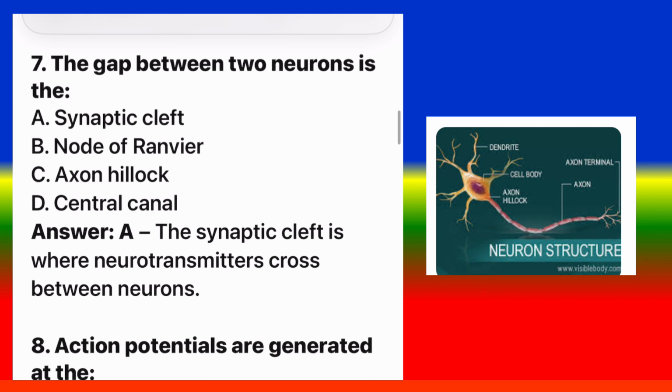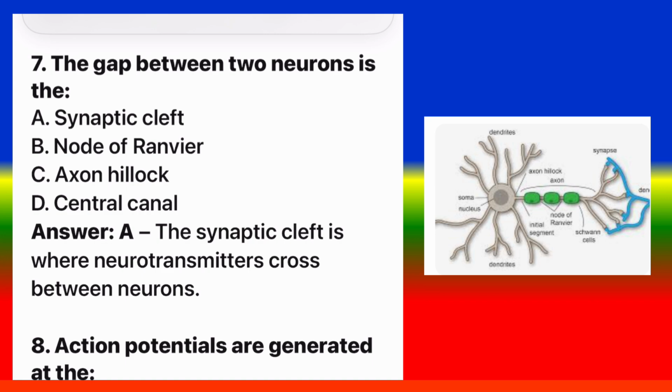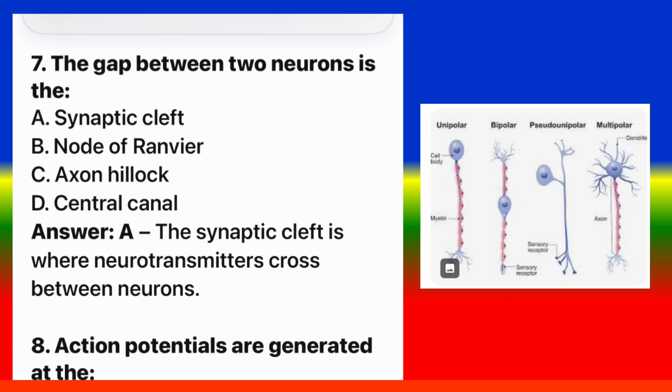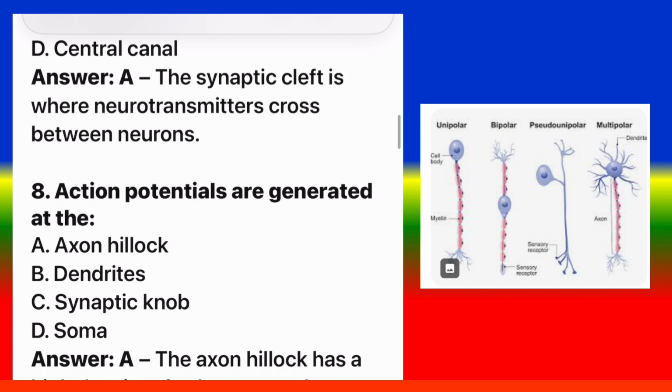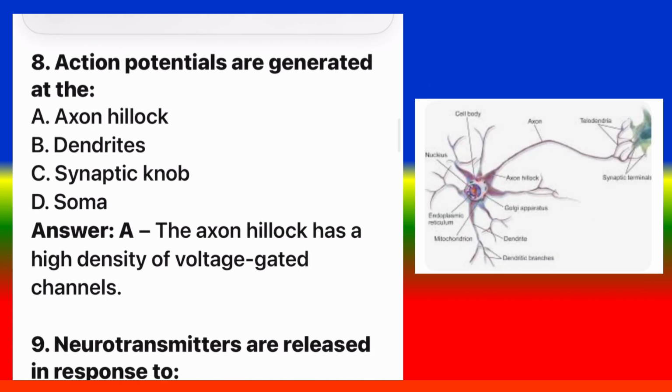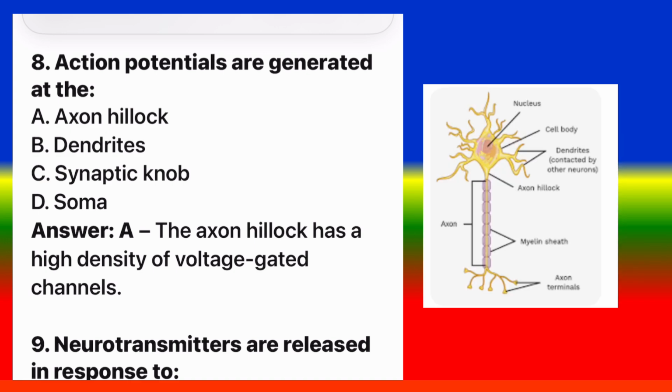7. The gap between two neurons is the A, synaptic cleft, B, node of Ranvier, C, axon hillock, D, central canal. Answer A, the synaptic cleft is where neurotransmitters cross between neurons. 8. Action potentials are generated at the A, axon hillock, B, dendrites, C, synaptic knob, D, soma. Answer: the axon hillock has a high density of voltage-gated channels.